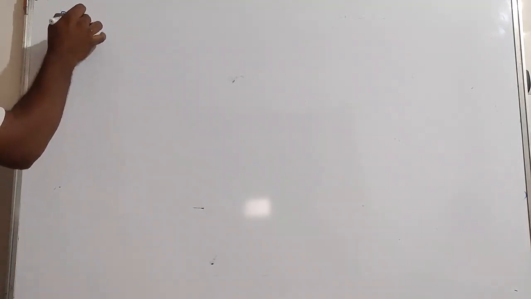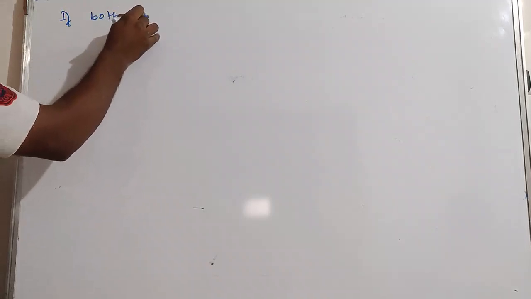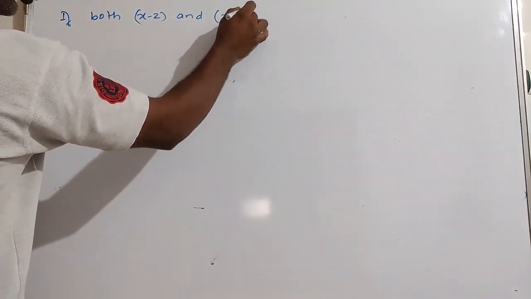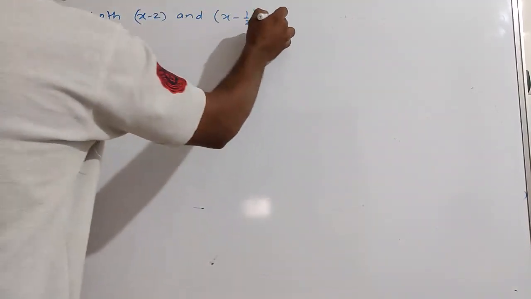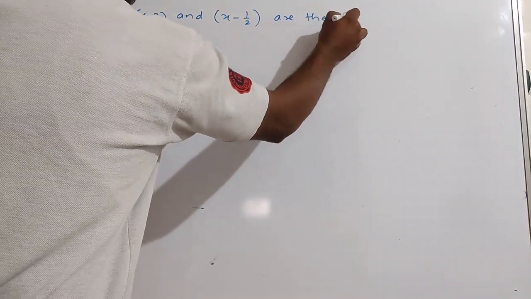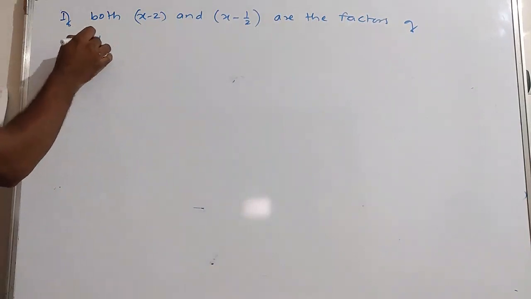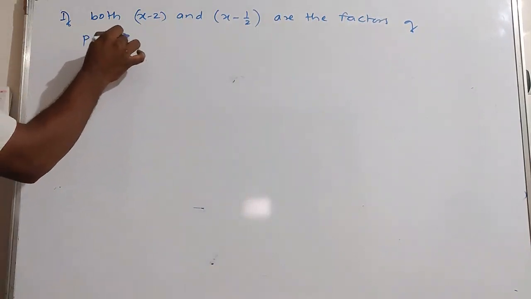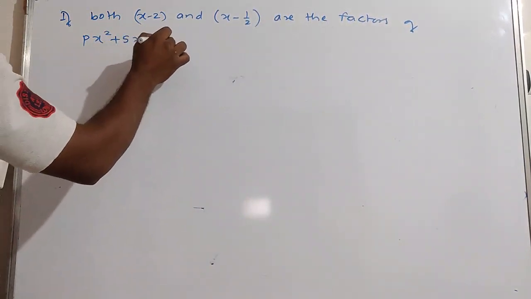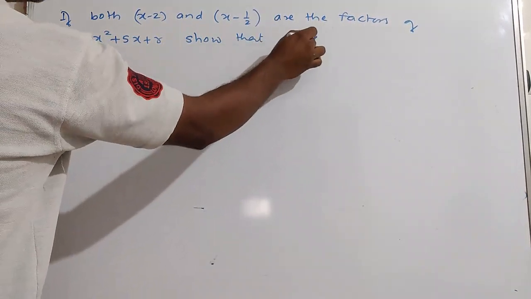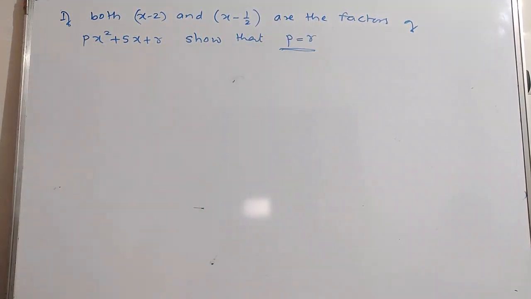Move to the next question. If both x − 2 and x − 1/2 are the factors of px² + 5x + r, show that p is equal to r. Show that p is equal to r.